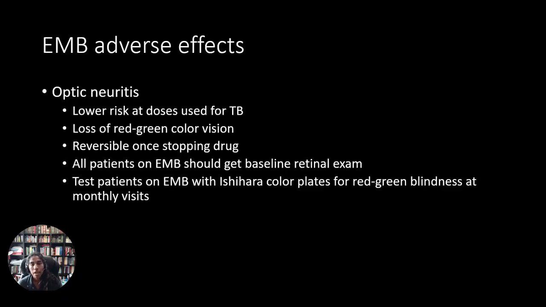The most common, most important adverse effect to know associated with ethambutol is optic neuritis. Luckily, it is lower risk of developing this at the doses used for TB. It often manifests first with loss of red-green color vision and typically is reversible when stopping the drug. So all patients who are started on ethambutol should get a baseline retinal exam, and patients on ethambutol should be tested monthly with Ishihara color plates for red-green blindness at their monthly visits. So we can pick this up quickly before it progresses and when it's reversible.